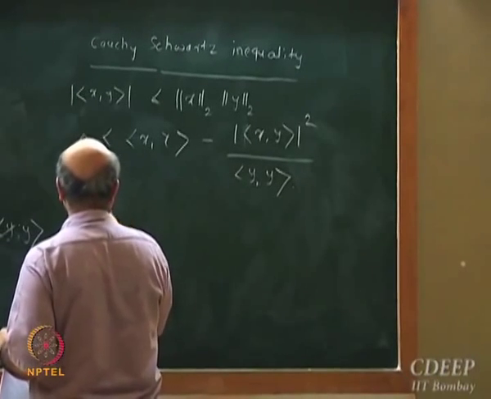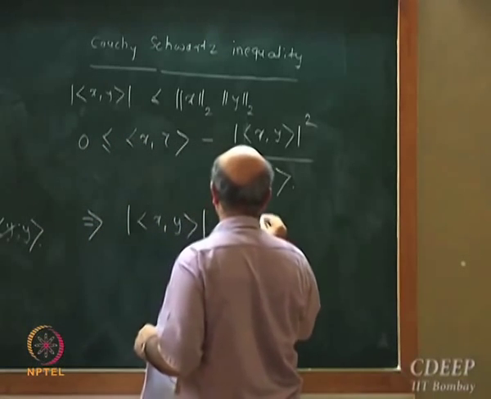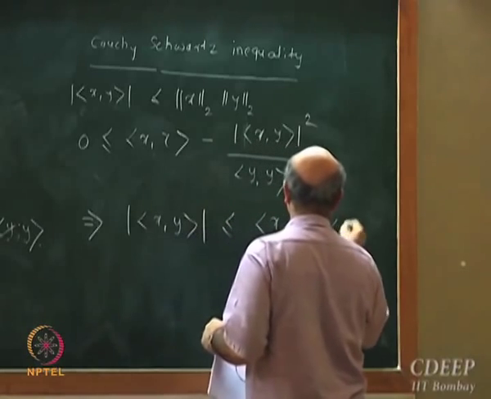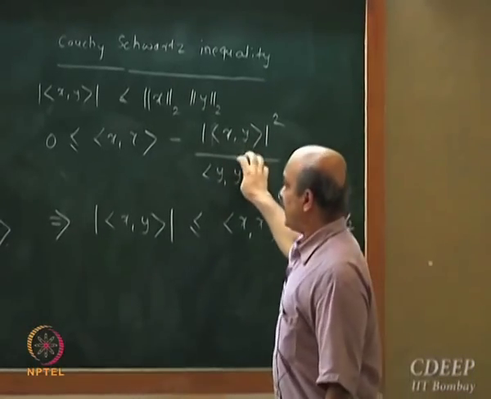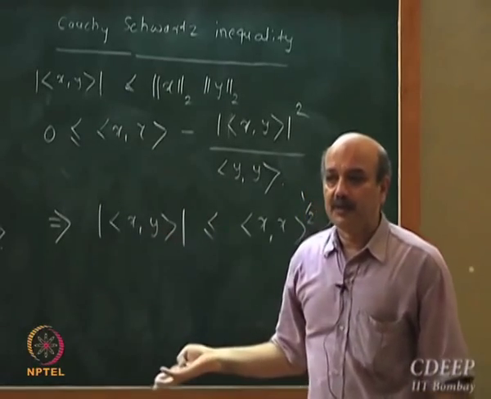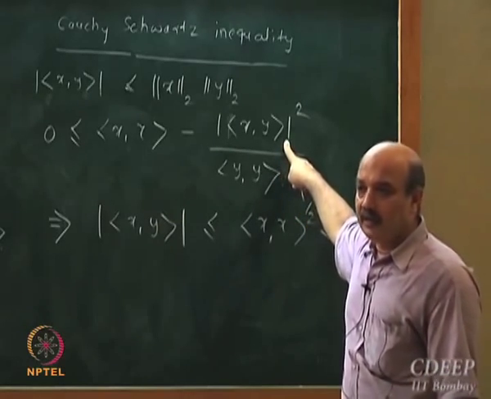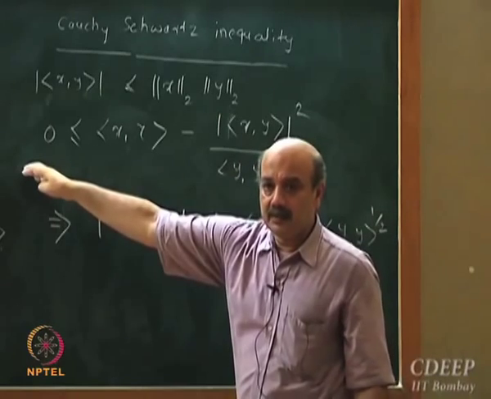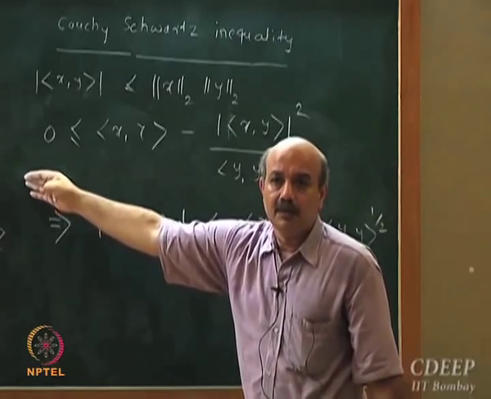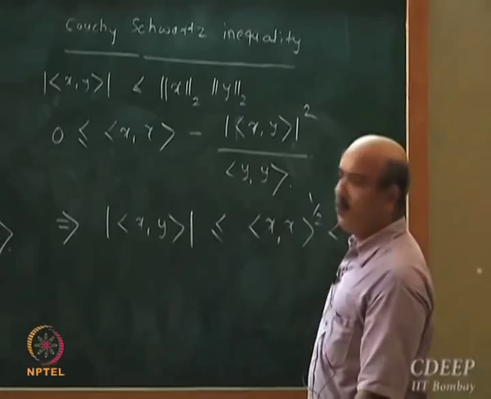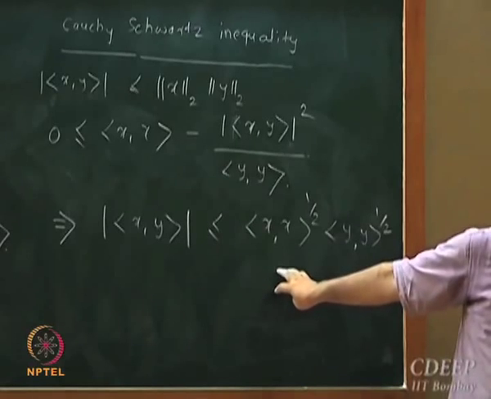This implies that mod of x y is less than or equal to x raised to half y raised to half. I take this on the left hand side and take the square root. See, this is the square of the inner product of x and y, right? I take this quantity on the left hand side, because this is greater than this, right? Otherwise this cannot be greater than 0, right? And then I'm just doing multiplication. Why I have brought it on this side, I have just omitted one in-between step. Everyone clear about this? No problems?